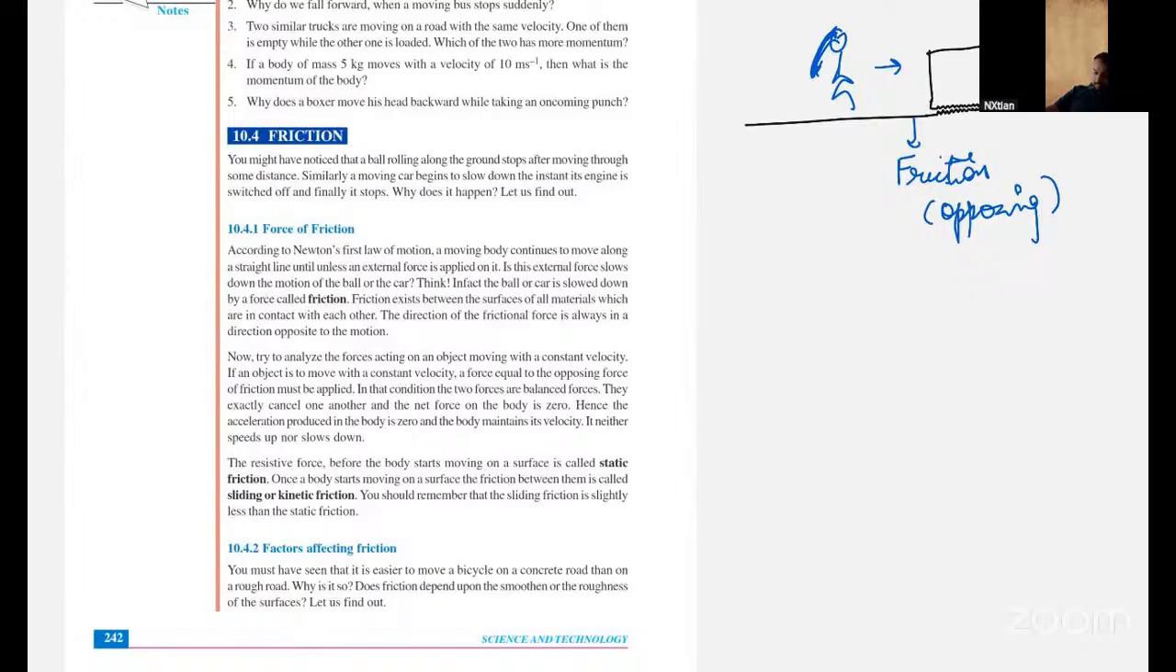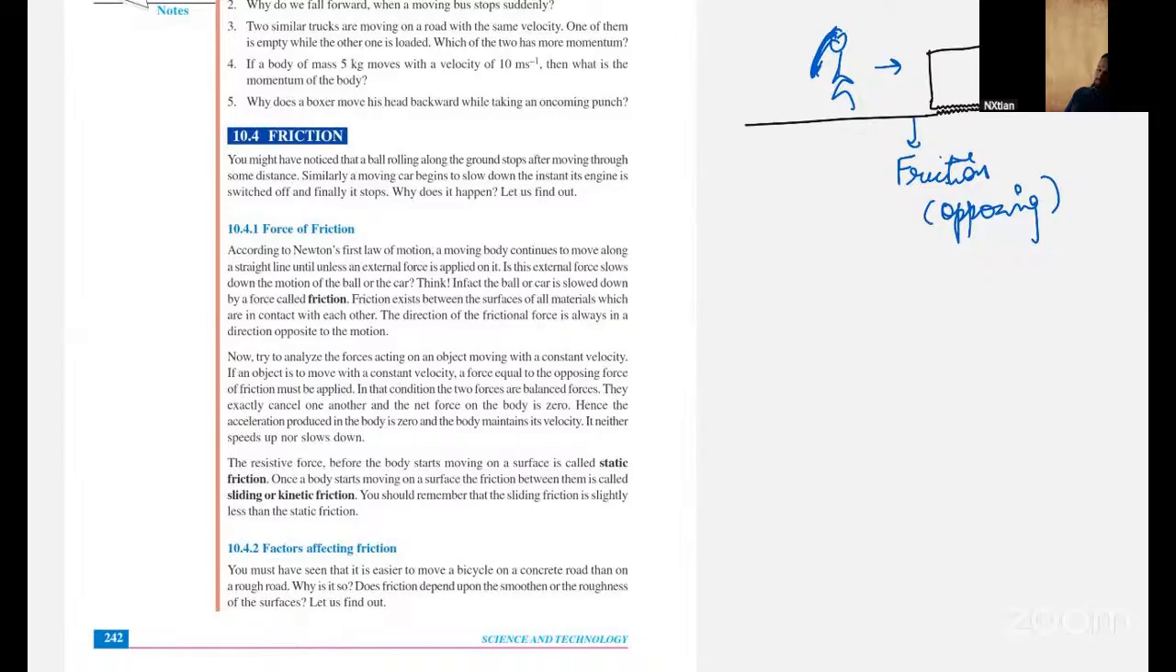Is it this external force that slowed down the motion of the ball or the car? Think. In fact, the ball or car is slowed down by a force called friction. Friction exists between the surfaces of all materials which are in contact with each other. The direction of frictional force is always opposite to the motion.